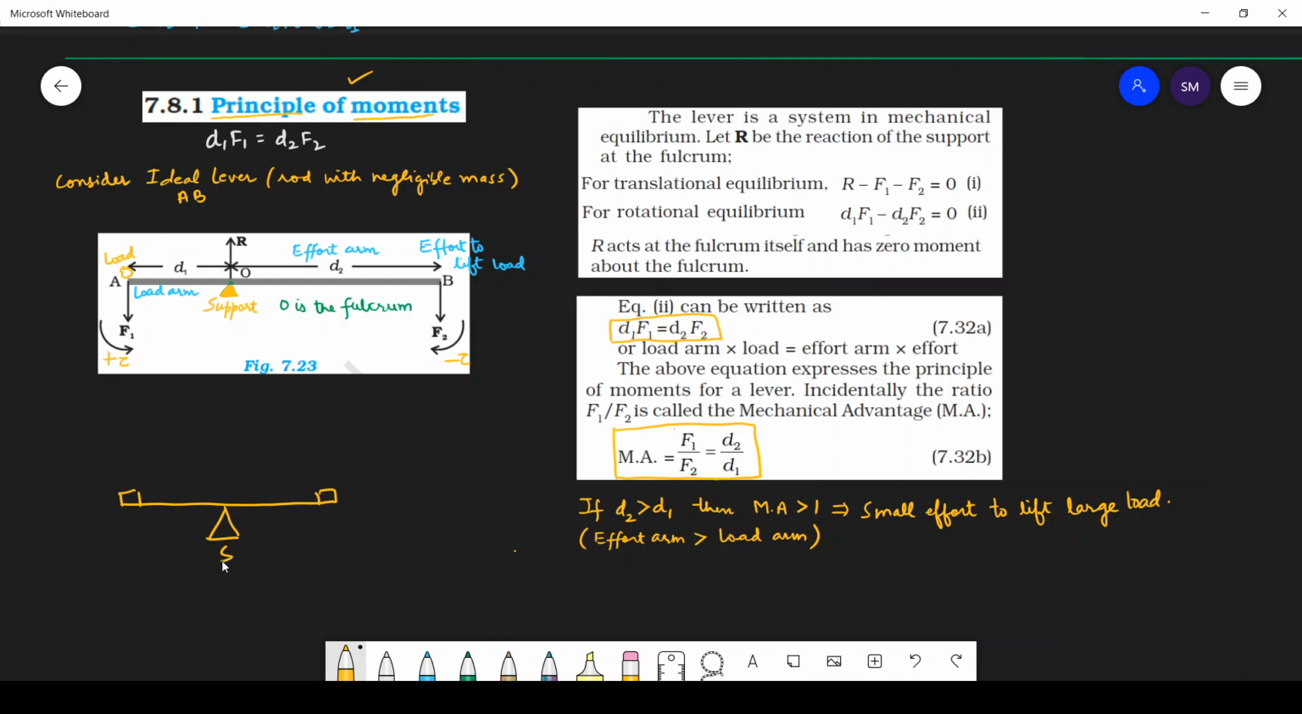So this is called the support, the support that I am providing. And see student, I'm talking about this point where the support is touching the lever or rod. That point is known as the fulcrum. So the support is an object, whereas the fulcrum is a point. So this is your rod or lever, whatever you say.